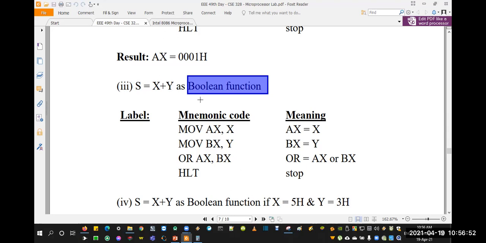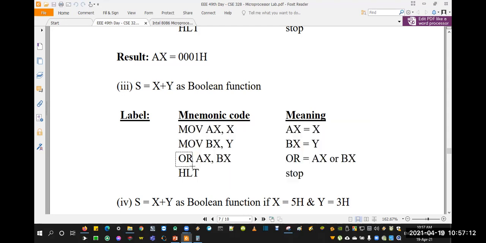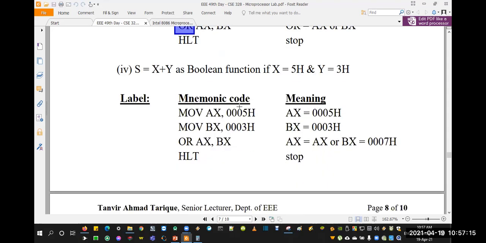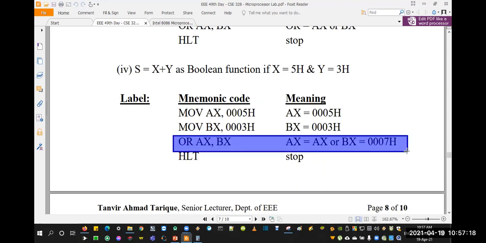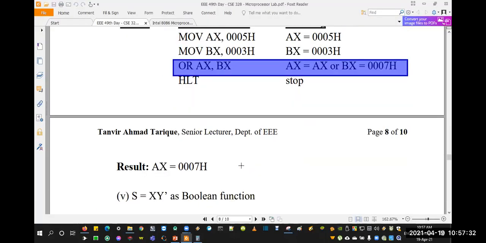So you have to carefully watch what is given. Is it arithmetic plus or logical plus? When logical plus, you have to use OR. Now similarly, this is the way, a very simple program. Just we are replacing AND with OR, and here the example, if 5 OR 3, then we will get 7h. If you want to see here, then we can show you 5 OR 3 equal to 7. So this is the way.